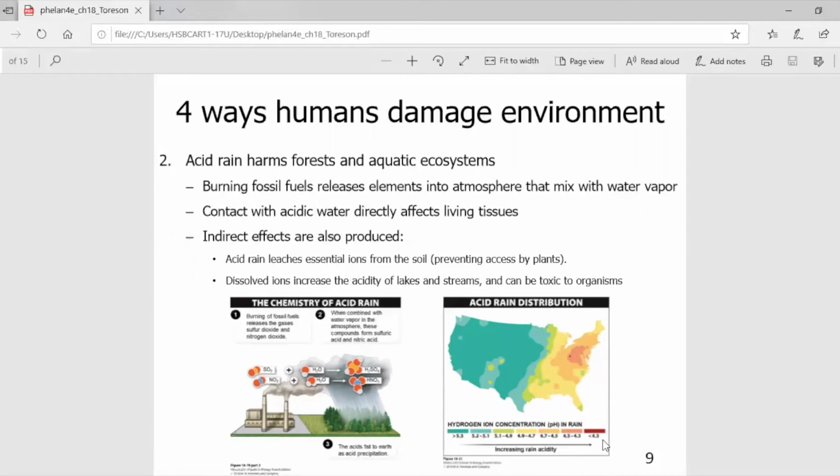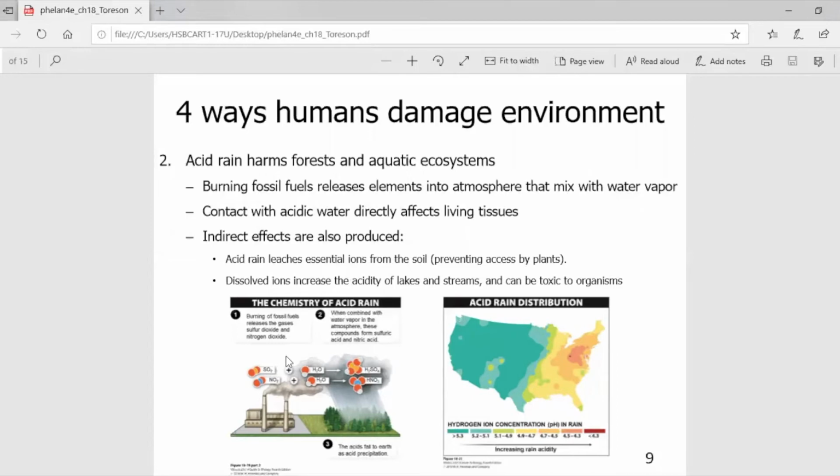Now, acid rain is caused largely from the burning of fossil fuels. Burning of fossil fuels releases gases like sulfur dioxide and nitrogen dioxide. And these gases react with water that is in the atmosphere to produce sulfuric acid and nitric acid. These acids then fall to the earth when it rains.